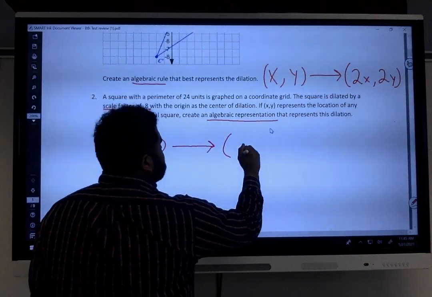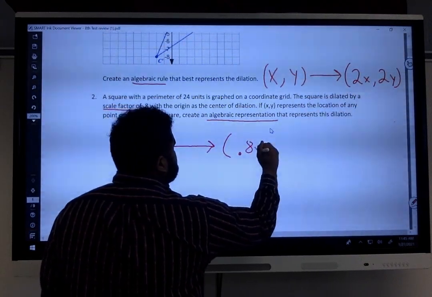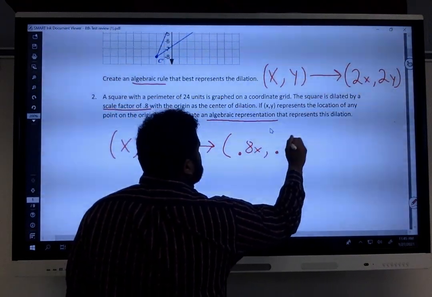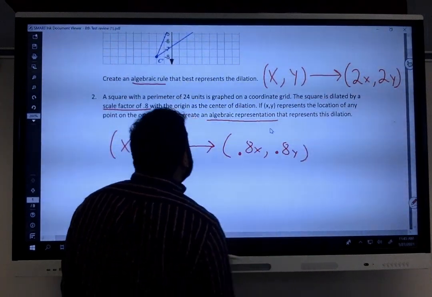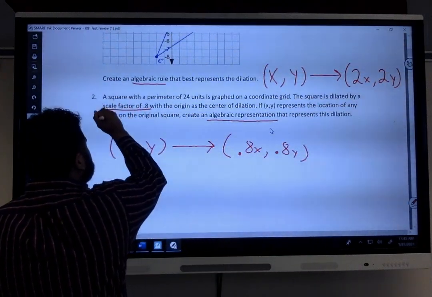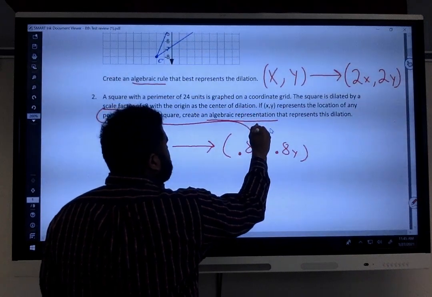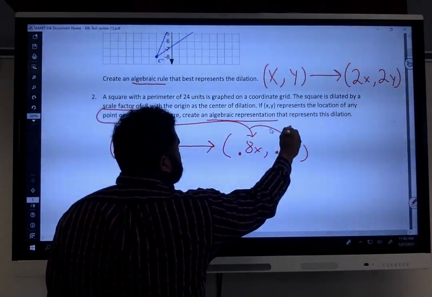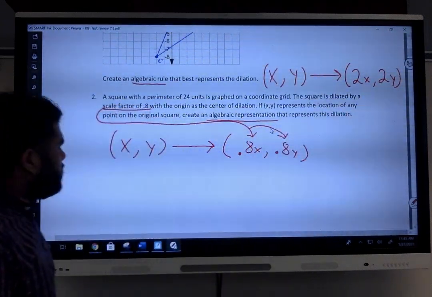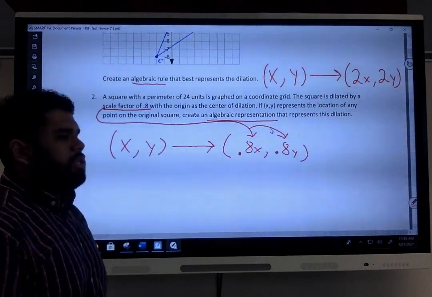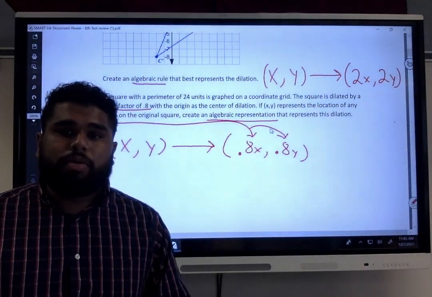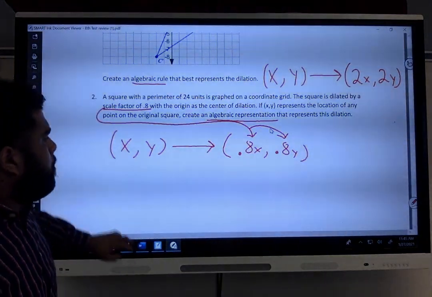So here's 0.8x and 0.8y, because our scale factor was 0.8, right? It tells us a scale factor of 0.8. Okay, so that's what we put in the algebraic representation.